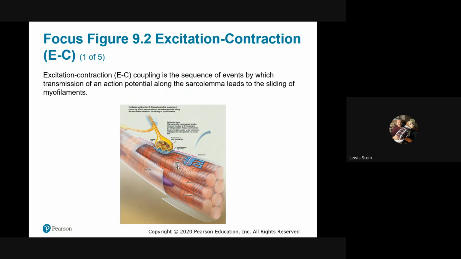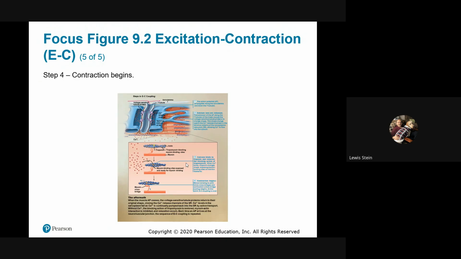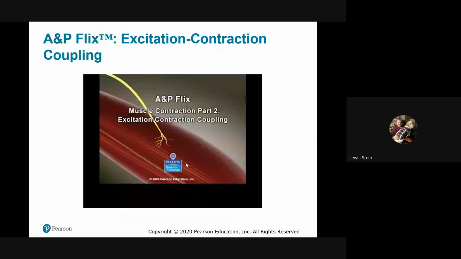So this is what it looks like, the sequence of events along the sarcolemma, and it's better to see it graphically than with these illustrations like this, and like this, and like this. So I'll defer to the animation as we speak. I will likely have to adjust the volume. Bear with me and listen.